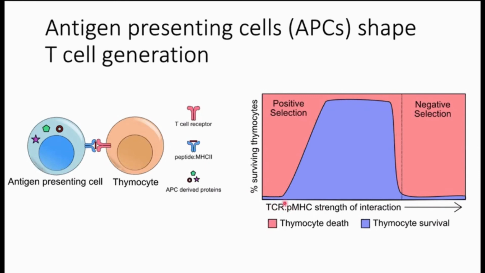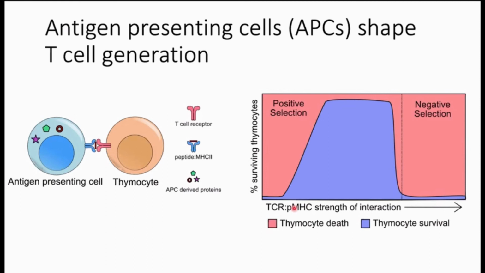So if you have a really weak interaction, you are not going to be positively selected, and so you have a very low chance of surviving. If you have a very, very high interaction between the TCR and peptide MHC, you are also going to be deleted. So this in-between area, which they call the Goldilocks hypothesis, means that if you're getting just the right amount of signal, you're able to survive.